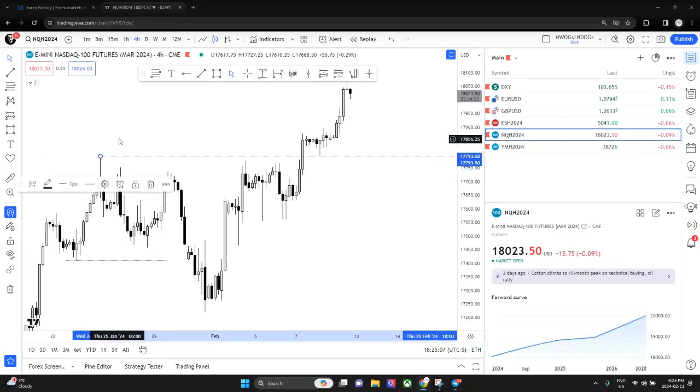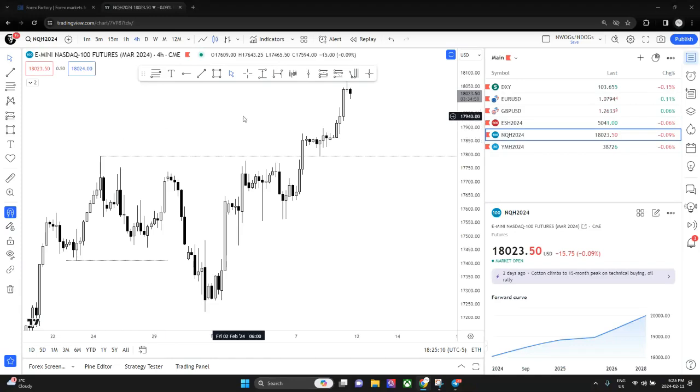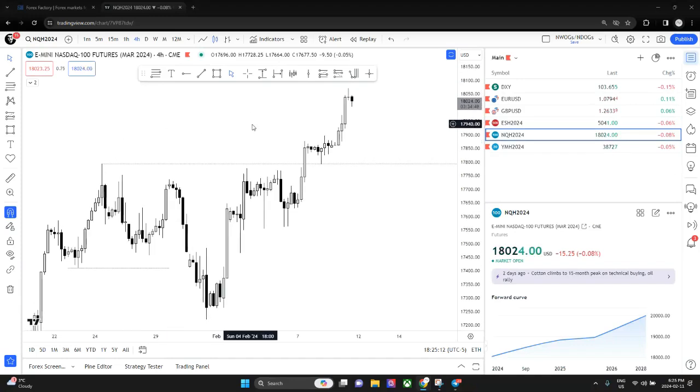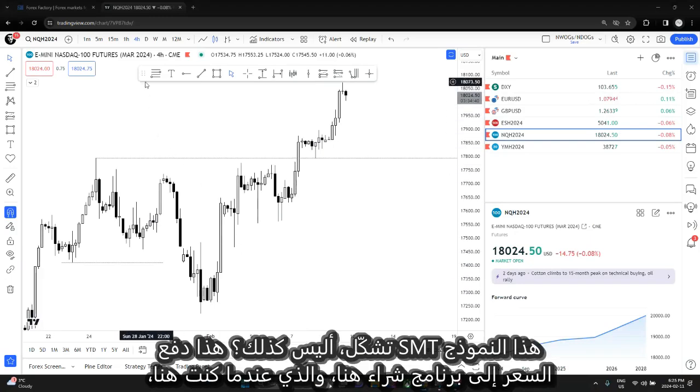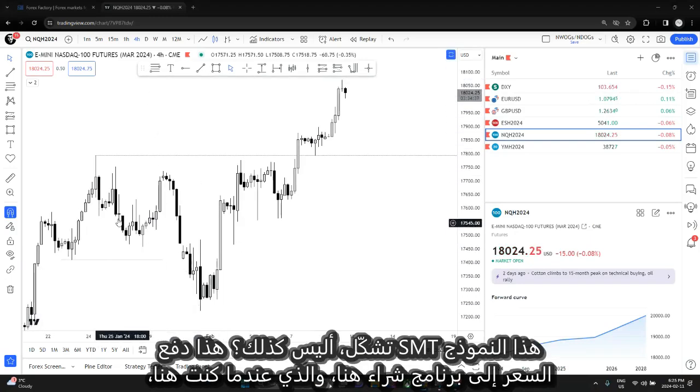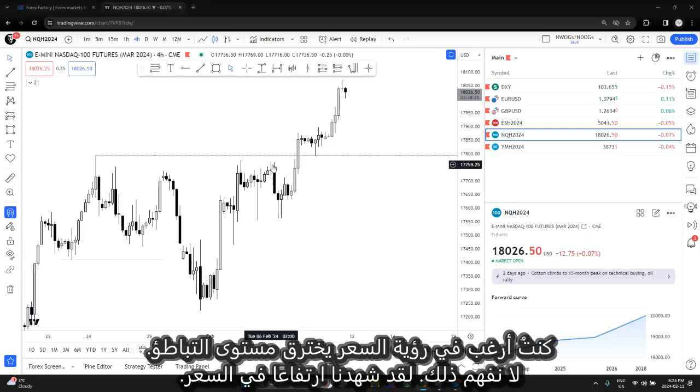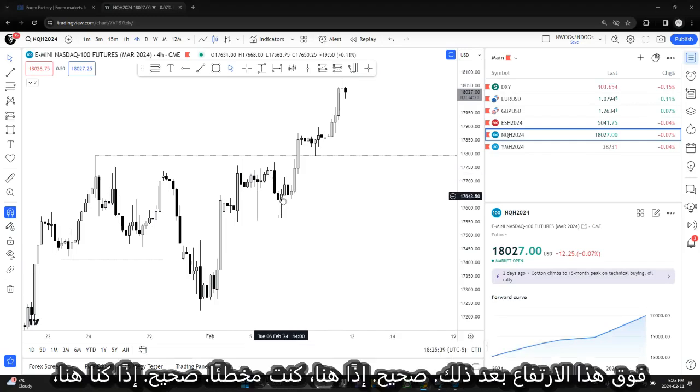And this is the NASDAQ. And just something to bring up, if you guys remember when this SMT formed, right? This kicked price into a buy program right here, which when I was here, I wanted to see price break below this low. We didn't get that. We just had price run above this high afterwards.